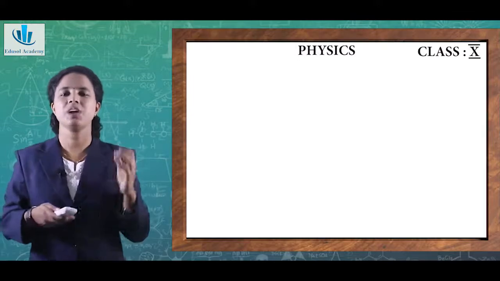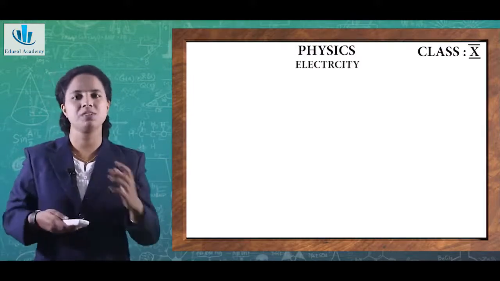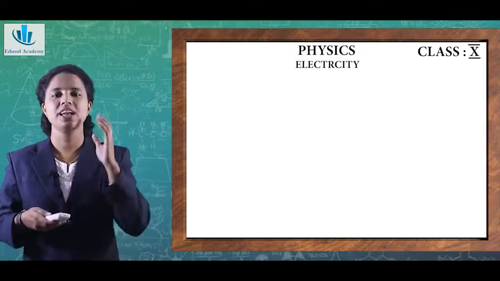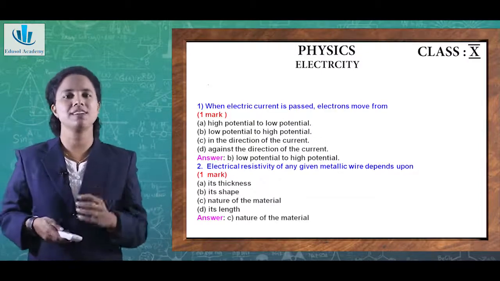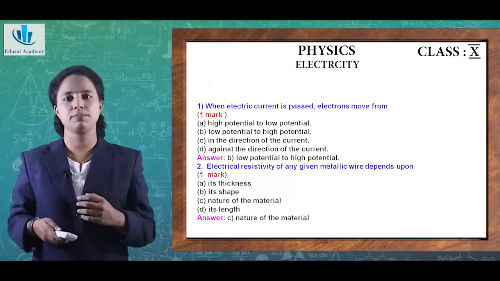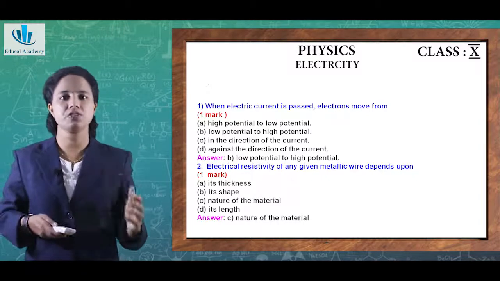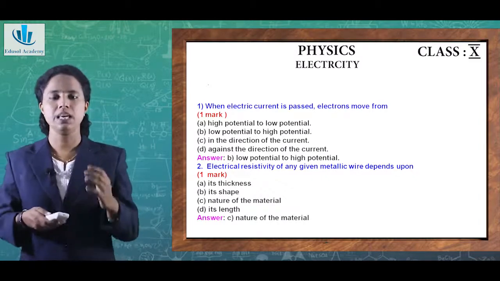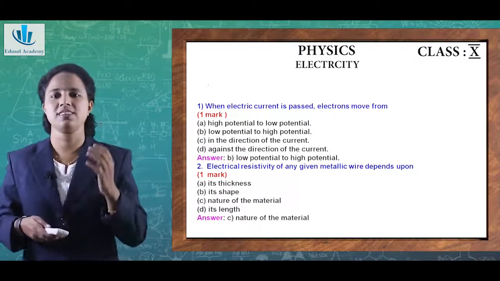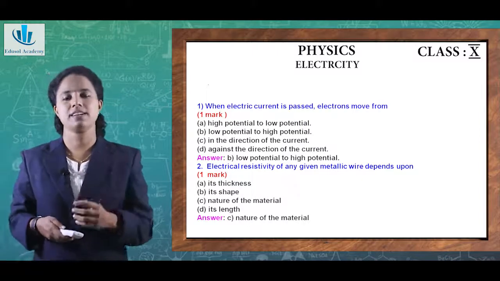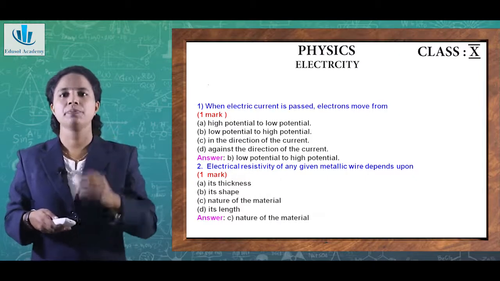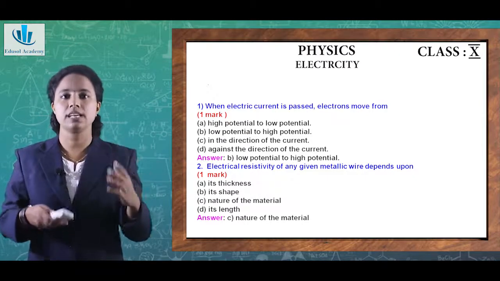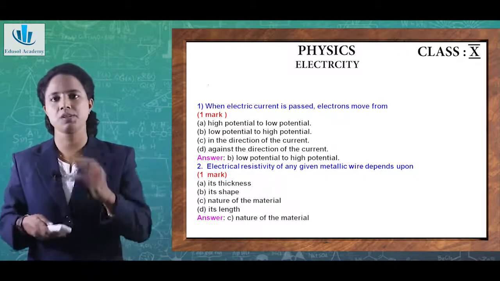In this session, we are going to deal with some of the important questions regarding the chapter electricity. So the first question is, when electric current is passed, the electrons move from, the options are A, high potential to low potential, B, low potential to high potential, C, in the direction of the current, D, against the direction of current.